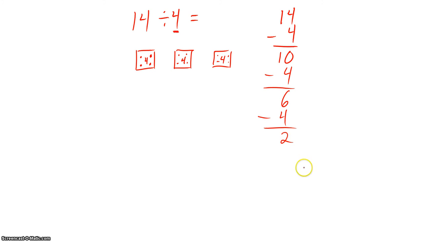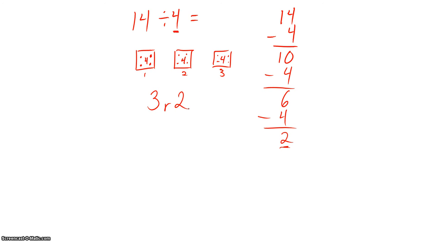Since I'm down to 2 oranges, I'm no longer able to create a whole group of 4. So that is going to be my remainder. But I was able to make a total of 3 equal groups of 4. So my answer to this problem would be 3 equal groups with 2 oranges remaining.